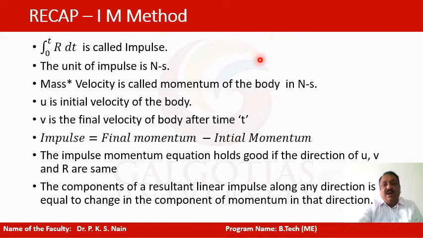Meaning, if you have a velocity which is neither aligned with the Cartesian x-axis nor with the y-axis, you can break the velocity into x component and y component. So the x component of the impulse Rx would depend upon the change of linear momentum in the x direction, and the Ry would depend upon the change of momentum in the y direction. So you can break the linear momentum according to the Cartesian coordinates also.